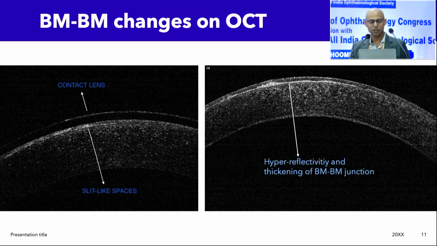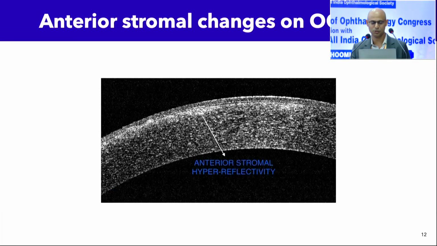The BMBM changes were slit-like spaces. So these have not been described before our study. There have been other studies, but this is something we found very commonly in our population, and hyperreflectivity and thickening of the BMBM junction, as is shown in the second image. And finally, in the anterior stroma, you can see anterior stromal hyperreflectivity, which can be either from edema or from scarring.